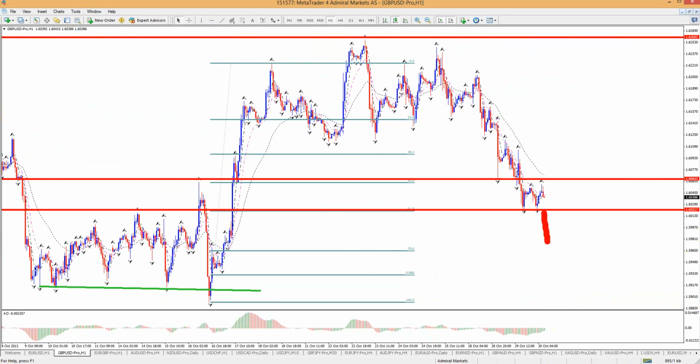Something like that could be a bit better today because we have space to the 786, or we should have. So that could happen if we break this bottom. We can keep an eye on it.